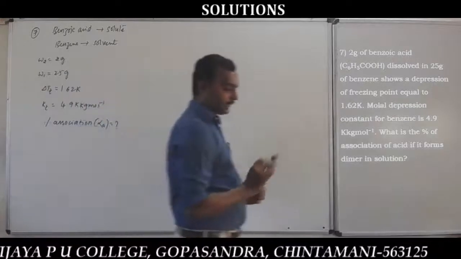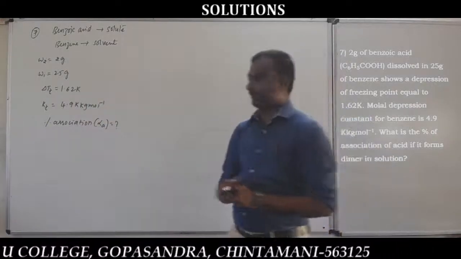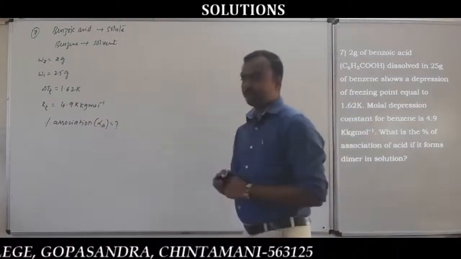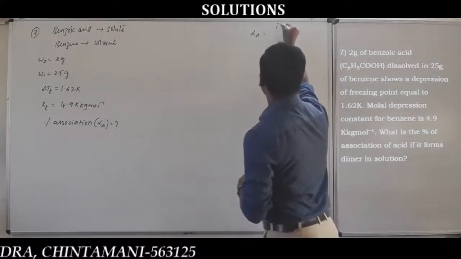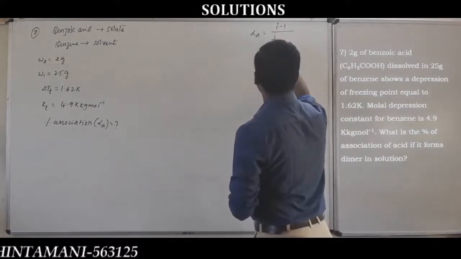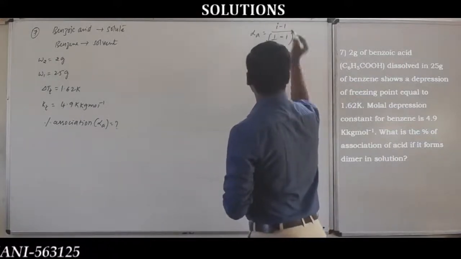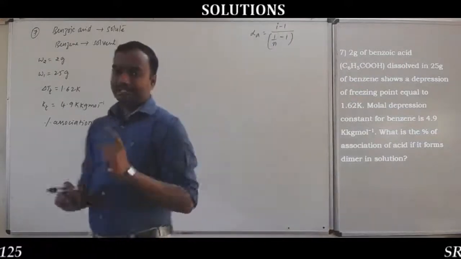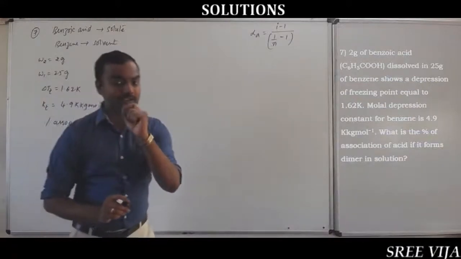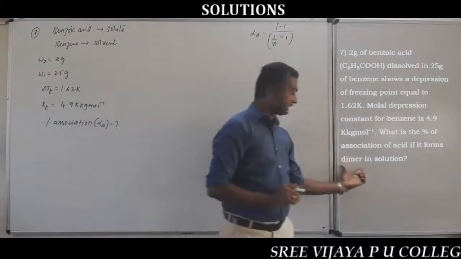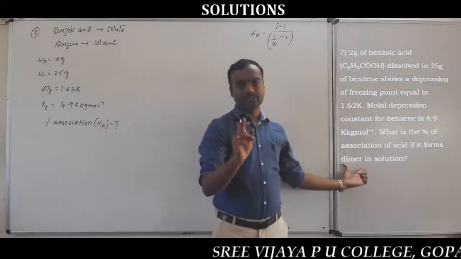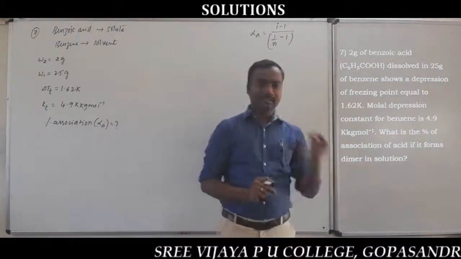What is the formula to calculate the percentage association? The degree of association is equal to (i minus 1) divided by (1 by n minus 1). That is the formula. So what is n here? n is the number of particles which get associated. In the problem they give dimer, so two particles combine, that is the dimerization.